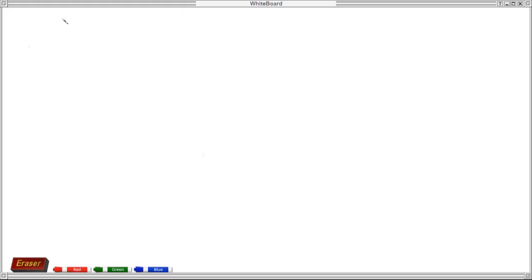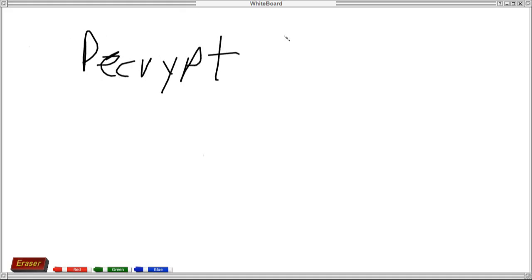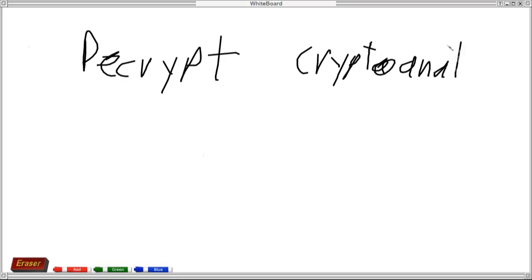Somebody that studies how to decrypt is a cryptanalyst. A cryptanalyst, that's what he does. He's focused on decrypting already encrypted ciphers.